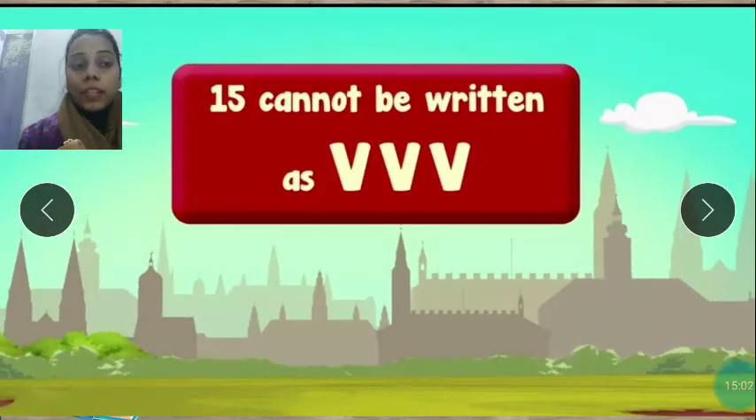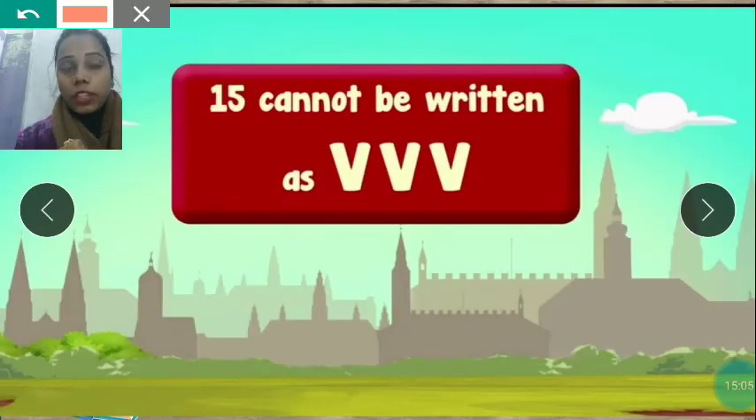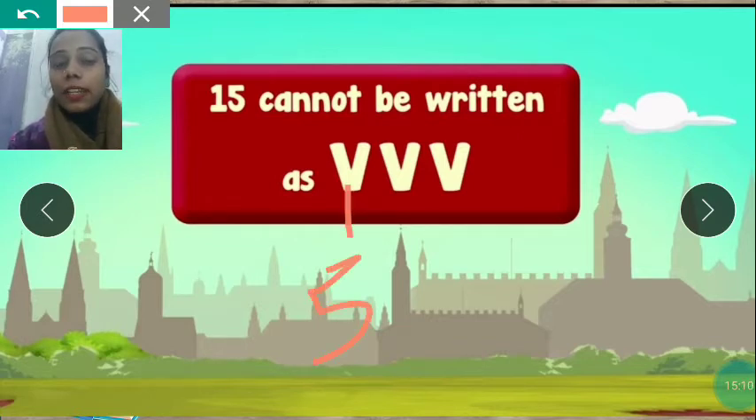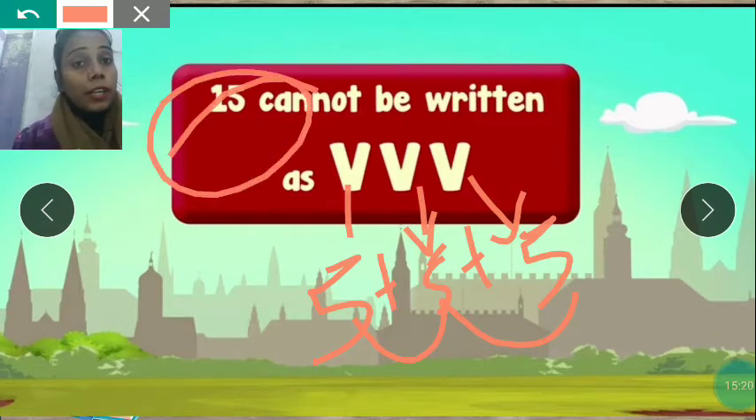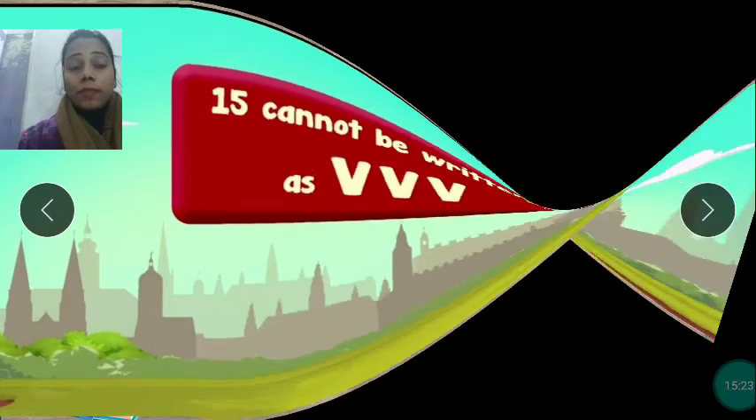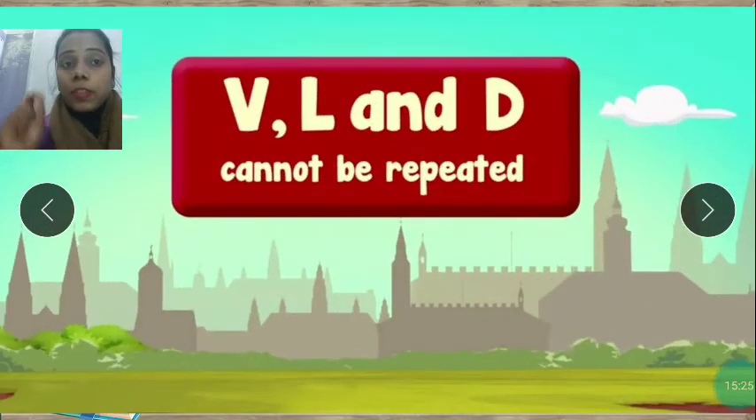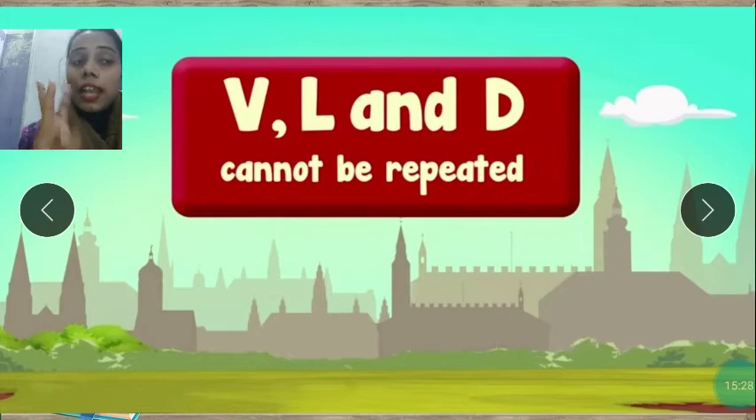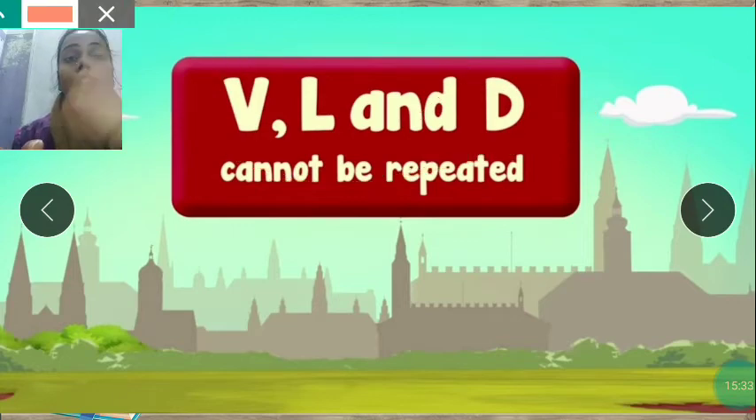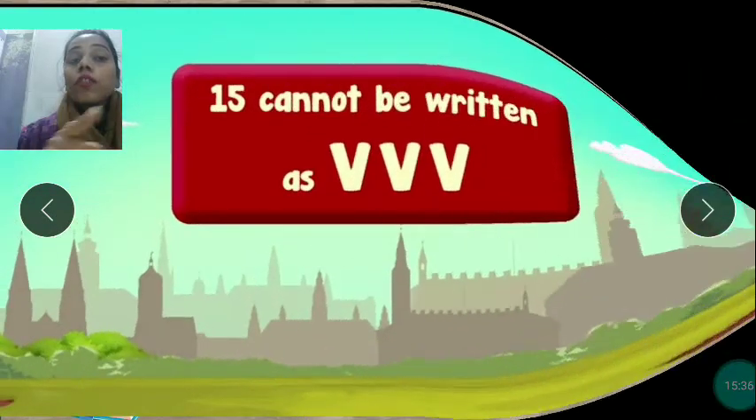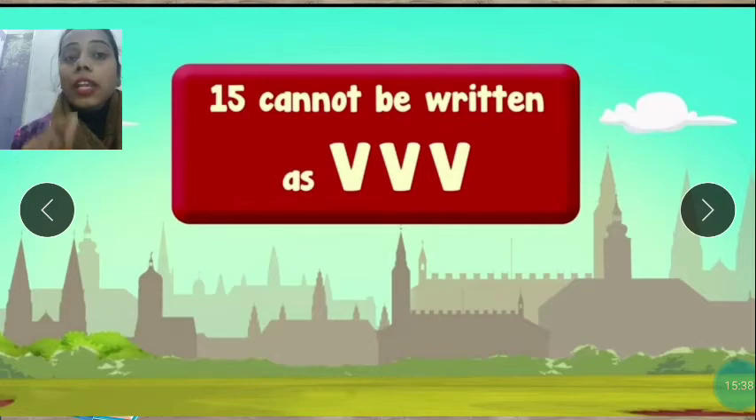As an example, if we have to write 15, the B value is 5, then plus again 5, plus again 5. So 5 plus 5 is 10, 10 plus 5 will be equal to 15. But students, what I said to you, these letters B, L and D cannot be repeated. So we cannot write 15 as B, B, B.